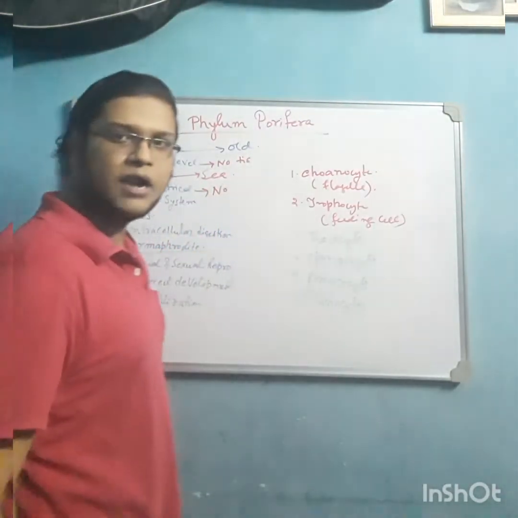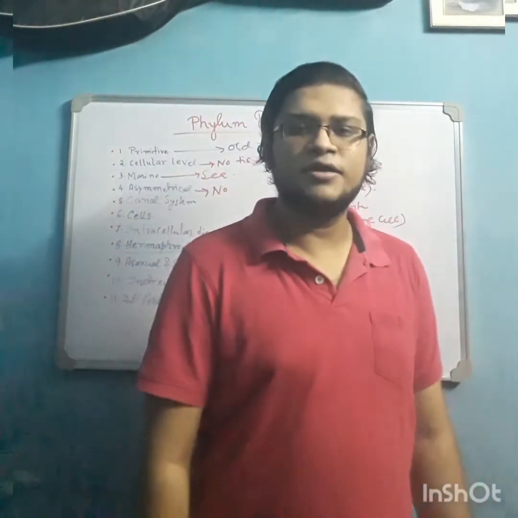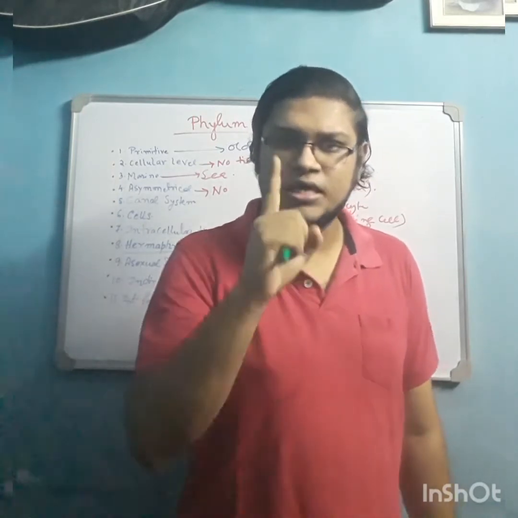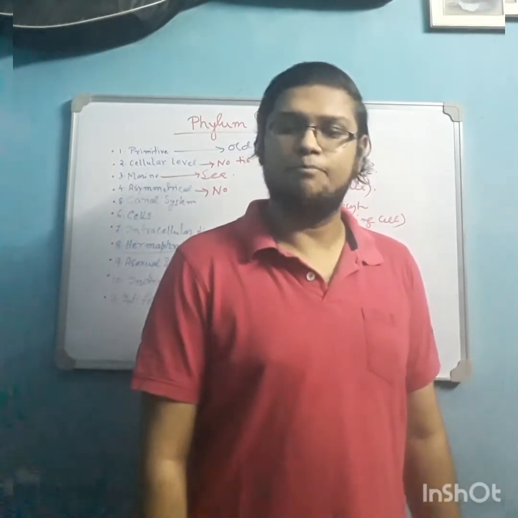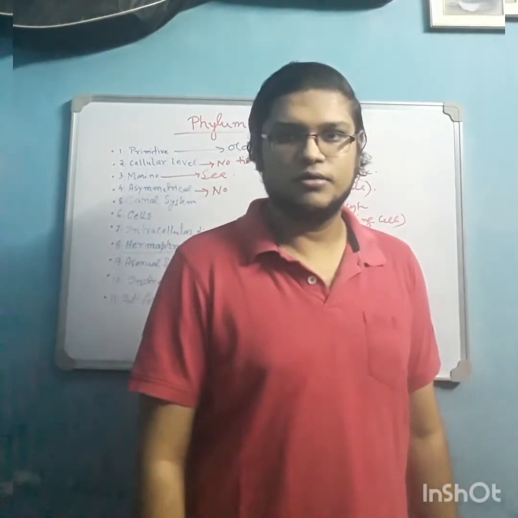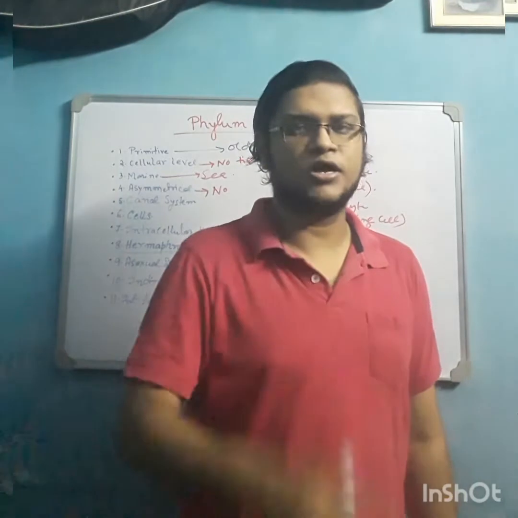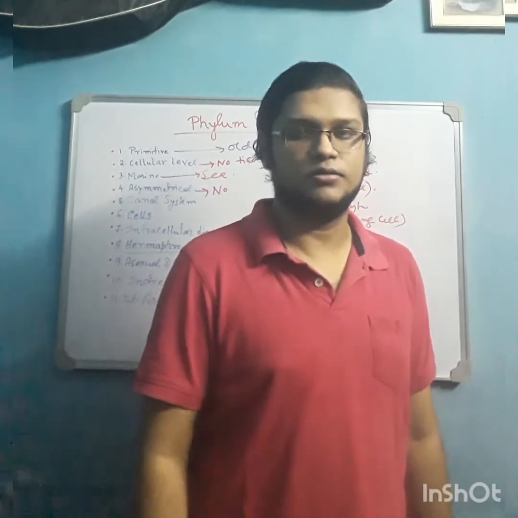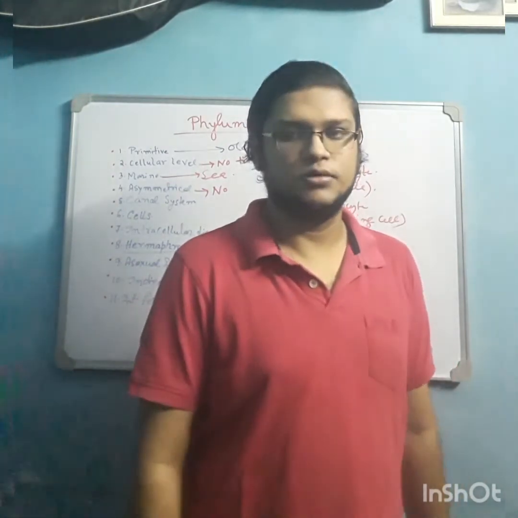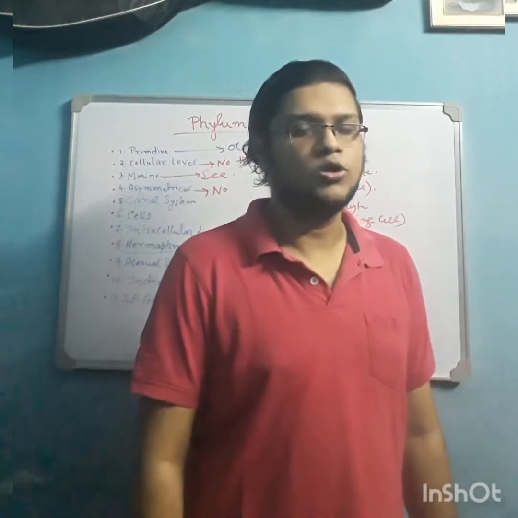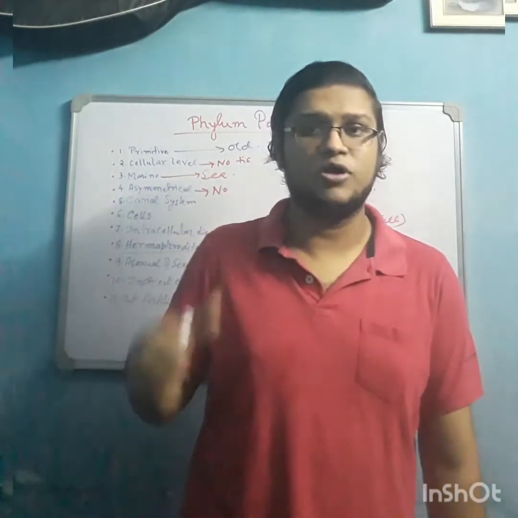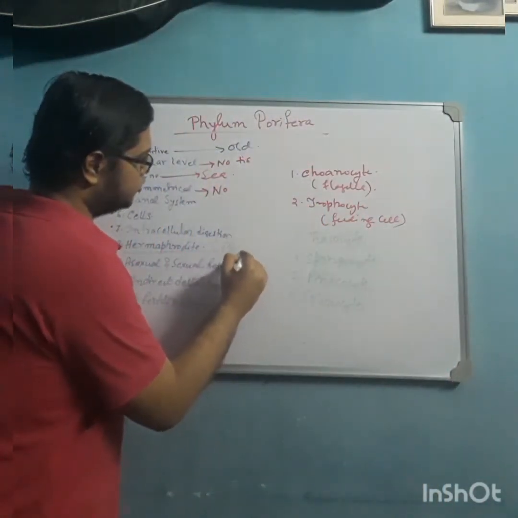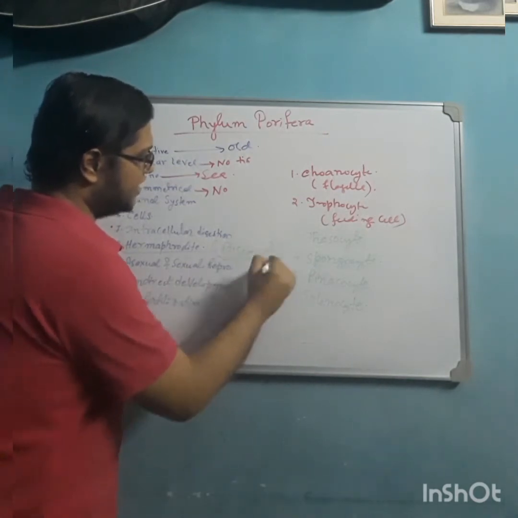One important term, hermaphrodite. Hermaphrodite means bisexual. That means a single animal or single organism of phylum Porifera has both male and female reproductive structures. That means a single organism can produce both sperm and ovum. They are bisexual. That's why they are hermaphrodites. Bisexual animals are scientifically known as hermaphrodites. So animals of phylum Porifera are hermaphrodites. So bisexual. They can produce both male gametes and female gametes.